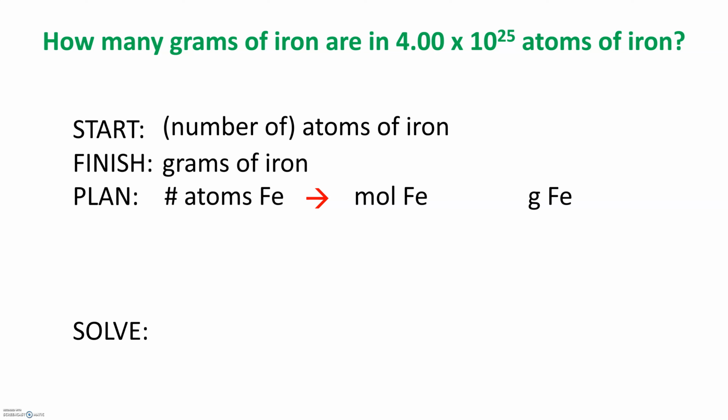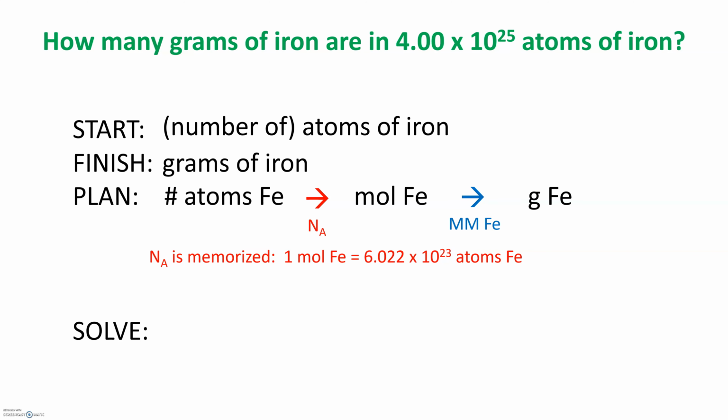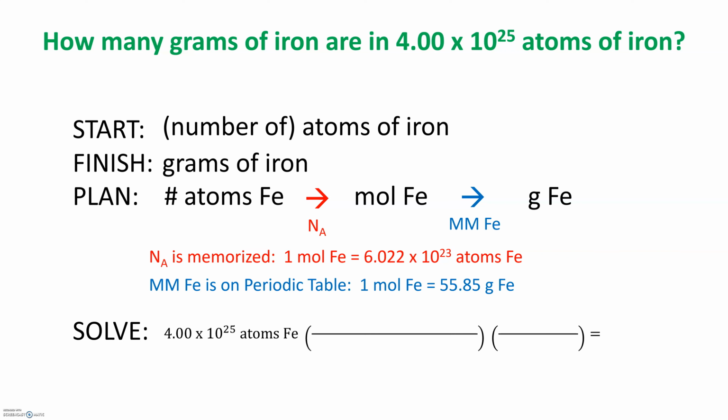Between numbers and moles, that's Avogadro's number. We've memorized it to 4 significant figures: 1 mole, 6.022 times 10 to the 23 atoms. And to get from moles to grams, I need the molar mass of iron, and I'm going to find that on the periodic table right under the little Fe. 1 mole of Fe, 55.85 grams of Fe. So I've got, again, a 2-step problem.